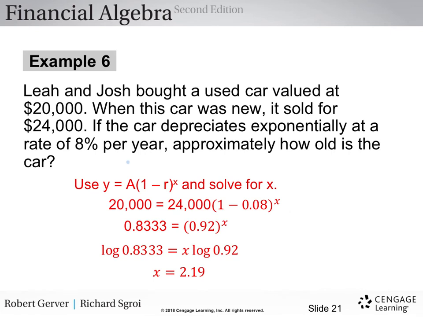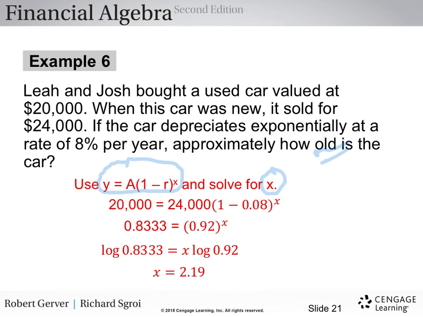So once again, we're going to use our familiar formula here, okay? But in this case, we don't know how old the car is. So basically, we're going to solve for x. Now, if I plug in the current value, which is 20,000, the original brand new value was 24,000, the rate of depreciation was 8%, we don't know x.